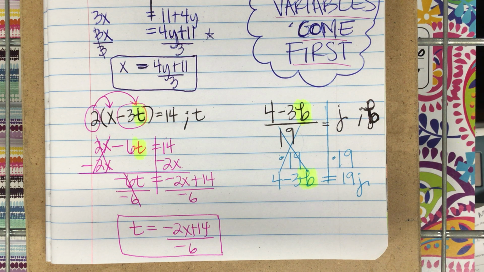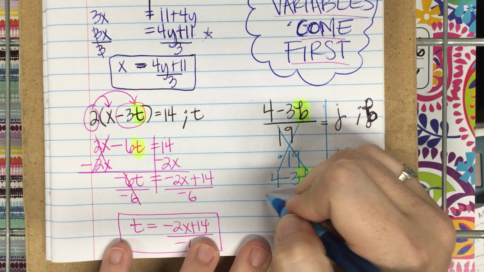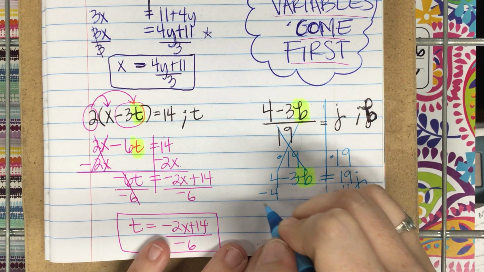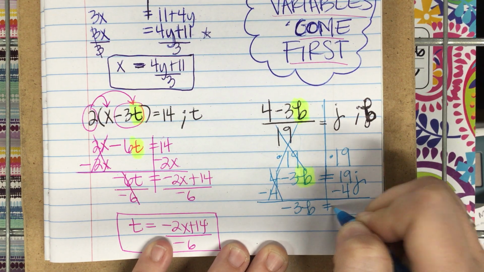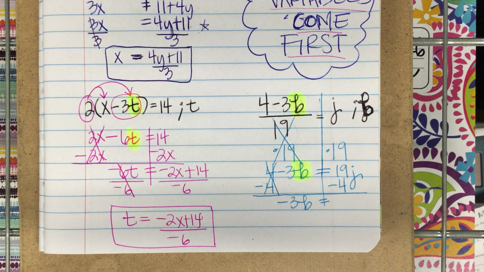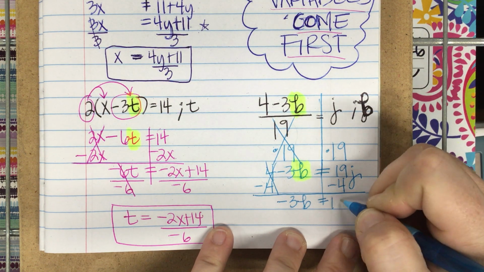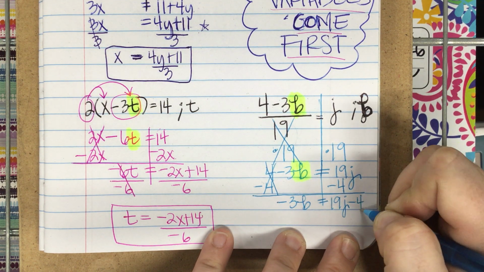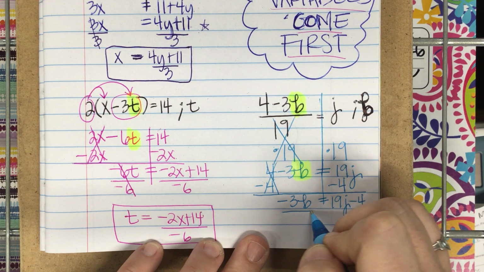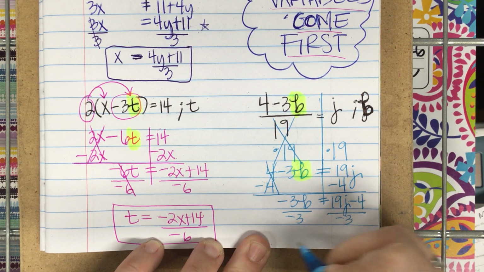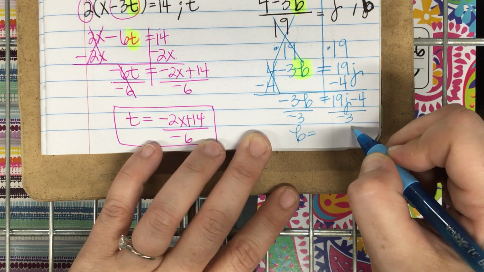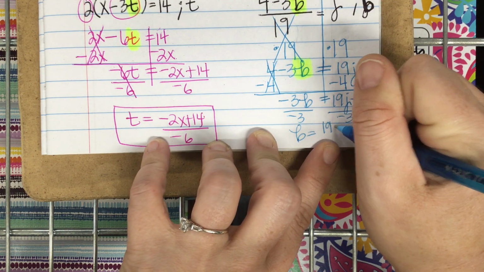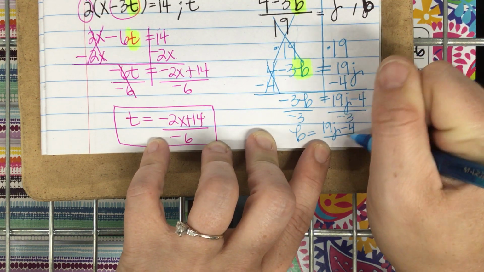After you simplified, it says move your constant. What's the constant in this problem? Minus 4, minus 4. Negative 3b equals, do you know what 19j minus 4 is? No. Neither do I. And then I'm going to divide by negative 3. So b equals, do you know what 19j minus 4 divided by negative 3 is? No. Neither do I. I wish. 19j minus 4 divided by negative 3.